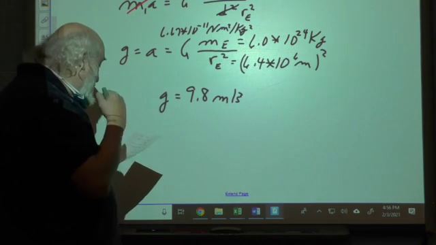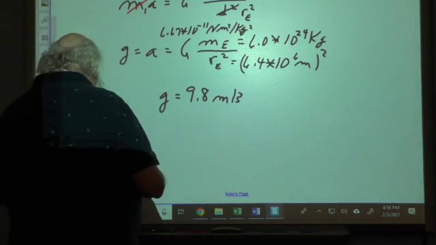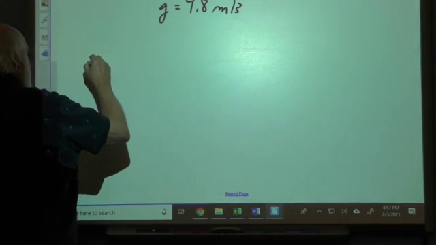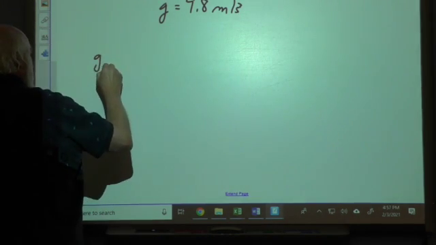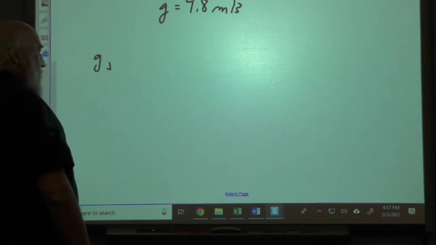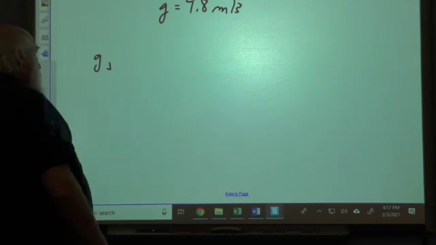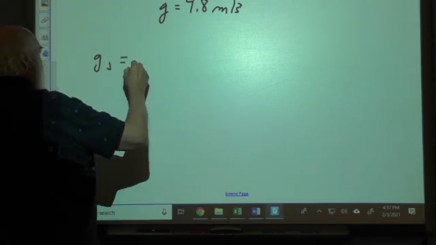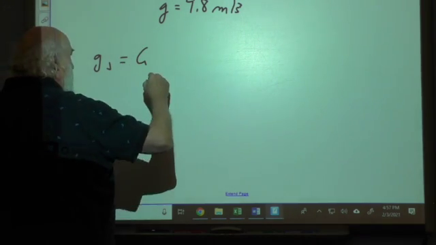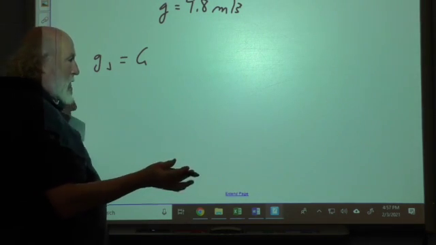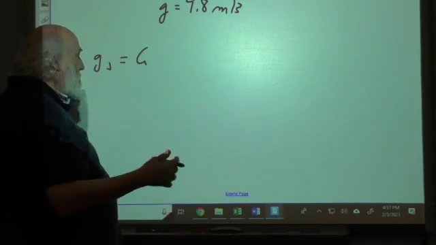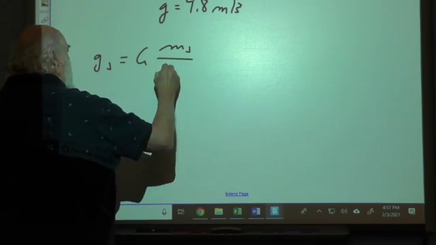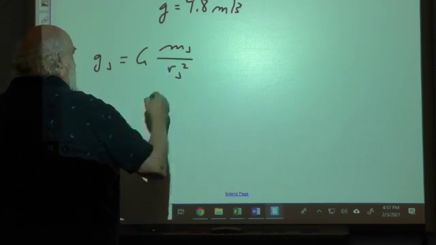Now let's suppose, and this is the first example, I want to find the g of Jupiter, g sub J. So I'm going to have to use that formula. G is a constant, so it's going to stay the same no matter where. Universal law. The mass of Jupiter over the radius of Jupiter squared.